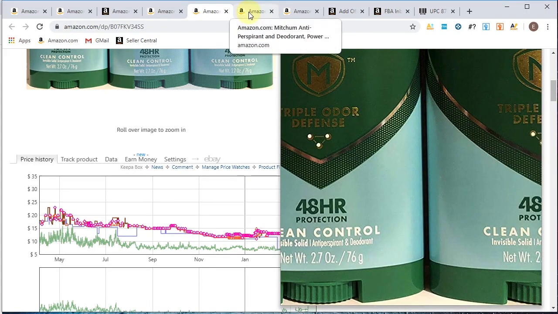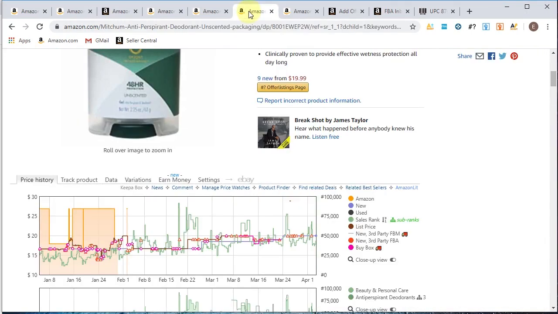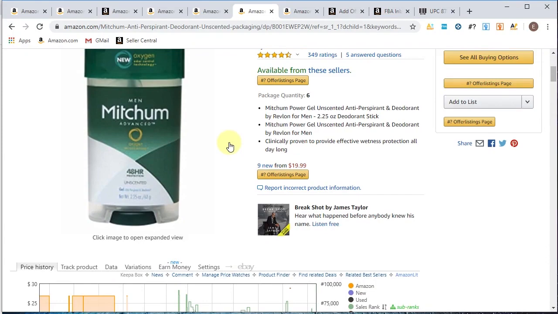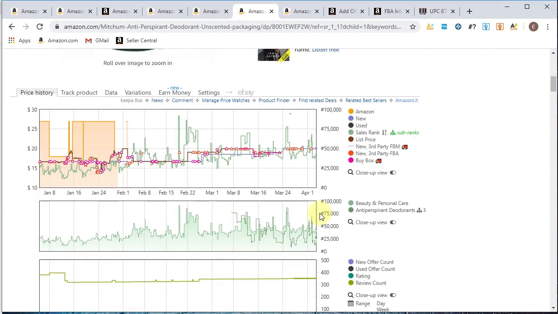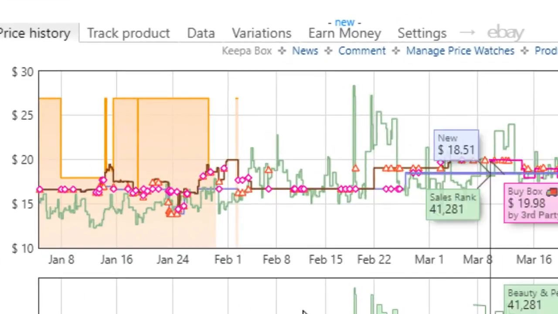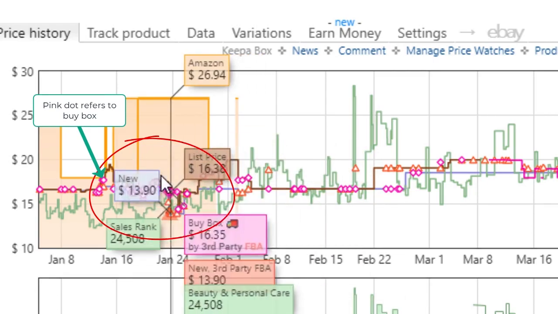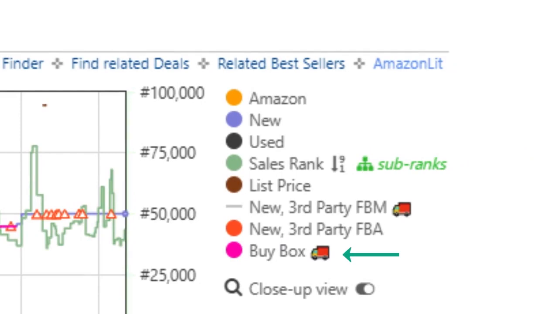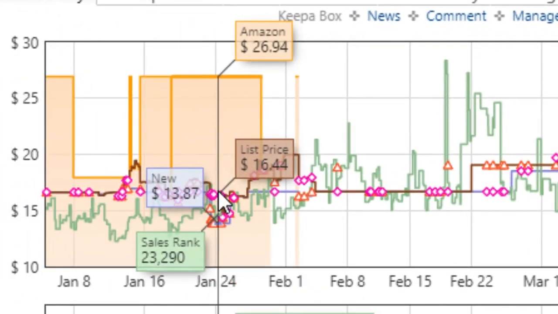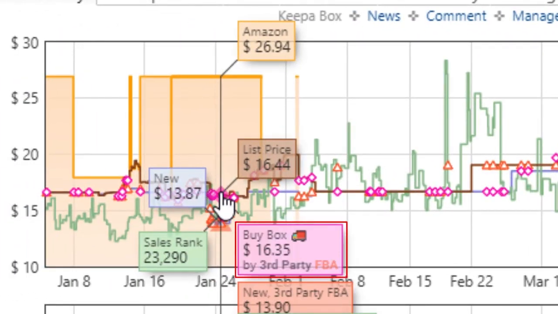Now, the next listing we're going to look at is a listing where Amazon is priced higher. So here, once again, we have a Mitchum. This is a 6-pack. Now, this is an exception to the rule where you could sell on a listing that Amazon is selling on. And what you're looking for is a consistent buy box price that's much lower than Amazon's listed price. So you can see here when I hover over these dots, the buy box price is an FBA seller at $16.35 and Amazon's listed way up top at $26.94.